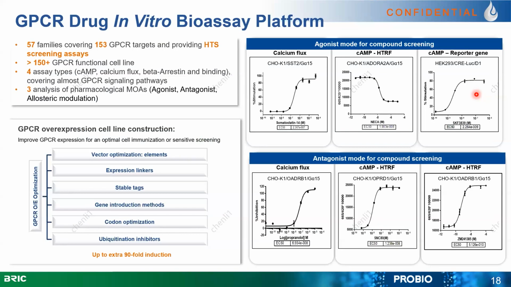As I mentioned at the very beginning, the in vitro function assays are also a crucial part of the discovery process. We have established high throughput efficacy screening assays covering more than 130 GPCR targets for the identification of agonists, antagonists, and allosteric modulators.